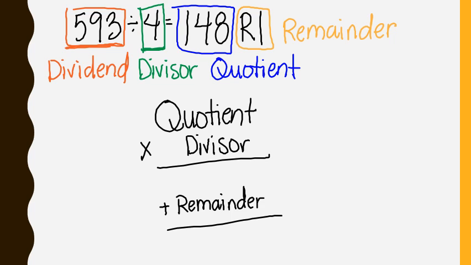If you answered your problem correctly, you will get the dividend. If you do not get your dividend at the end, that means you need to go back and recheck your problem because you messed up somewhere.